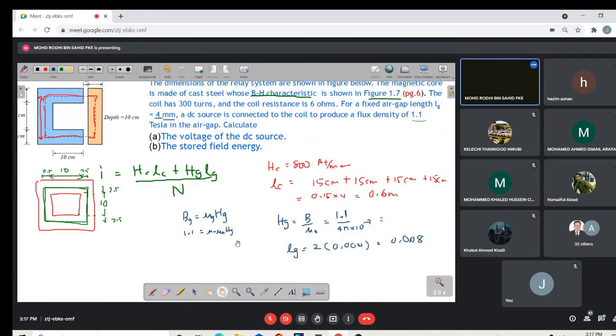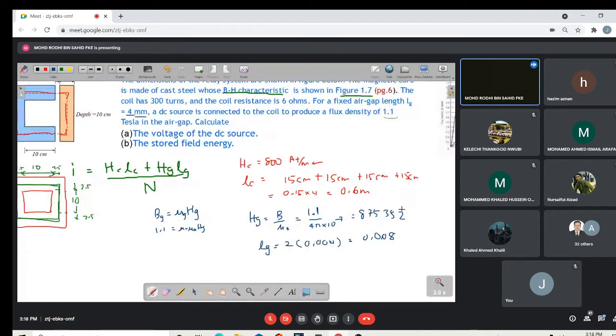Any question until now? So what is basically Hg here? Can anyone calculate this for me? Hg is 875,352. This one is more than enough, no need to have the decimal point. The unit is ampere turn per meter.